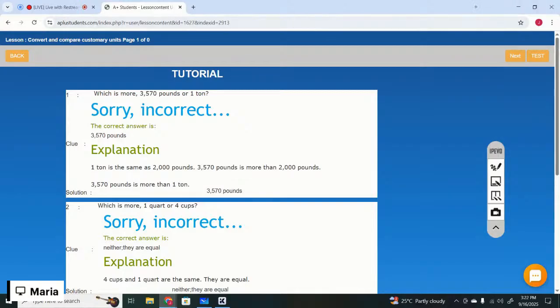Which is more, 3,570 pounds or 1 ton? So 1 ton is the same as 2,000 pounds, right? So 3,570 pounds is more than 2,000 pounds. Got it? Let's just start with the test questions.